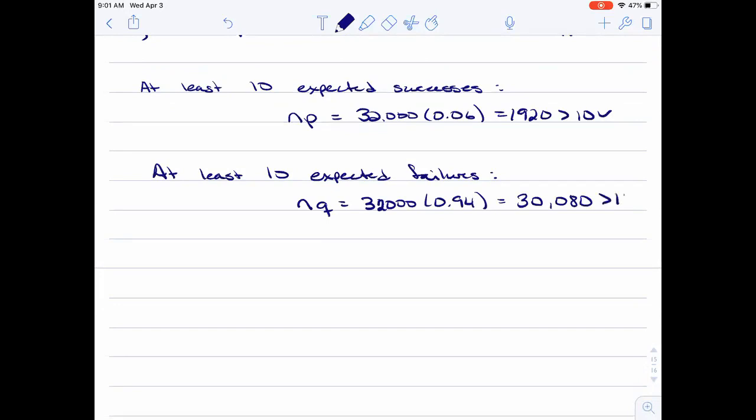30,080 is also more than 10. So we're good to go. But as long as you calculate np and nq, make sure that they're greater than 10, then that's good. I'm just highlighting that it is at least 10 expected successes and at least 10 expected failures.